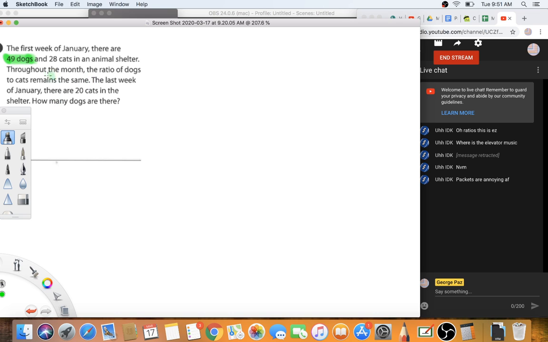Now, right here it tells us that the ratio of dogs and cats remains the same. Usually, questions will tell you that just to reassure you that it's a ratio question. Whenever you see those words, like, the ratio stayed the same, that's a hint that it's going to be a ratio problem, obviously. Now we're gonna do 49 dogs to 28 cats, and they're saying that this time there's 20 cats. So how do we get that 28 into a 20?